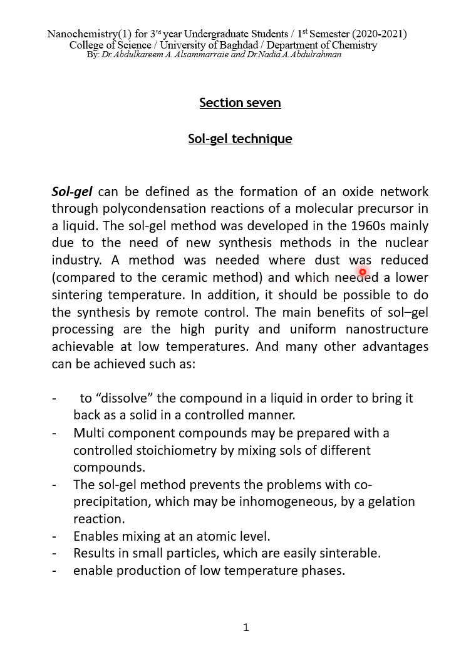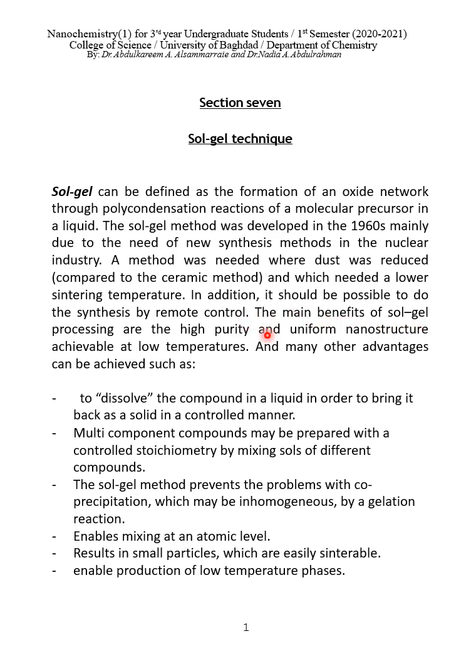A method was needed where dust was reduced compared to the ceramic method and which needed a lower sintering temperature. إذن هاي the main reason حتى لغرض تحضير مواد بشوائب أقل والsintering temperature تكون أقل. sintering temperature هي الكلسنة، درجة حرارة الكلسنة. In addition, it should be possible to do the synthesis by remote control. فإذا هاي كلها advantages، السبب main reason to develop Solgel method.